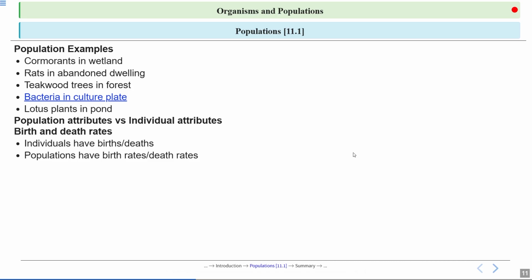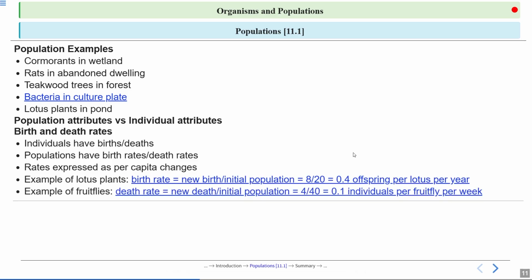Birth and death rates are expressed as per capita changes, meaning they are calculated per individual in the population. So for example, we are taking the example of a lotus plant. Let's calculate the birth rate. The birth rate is equal to new births divided by the initial population. So if the new lotus plants added is 8 and the initial population was 20, the birth rate will be 0.4 offspring per lotus per year.